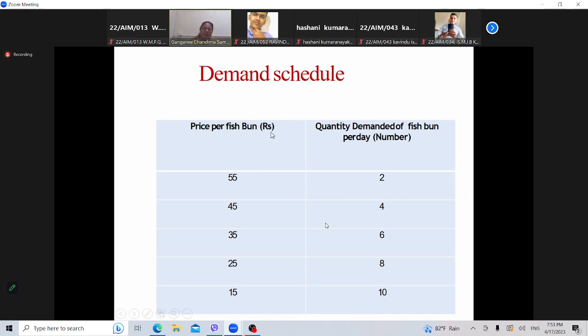Clear up to now? That is the demand schedule, price and the quantity demanded. It varies with the type of the product. Here, fish bun, the price of fish bun and the quantity demanded for that fish bun.